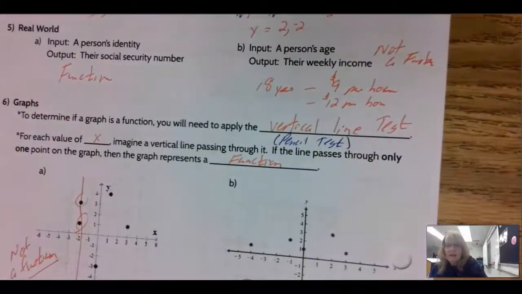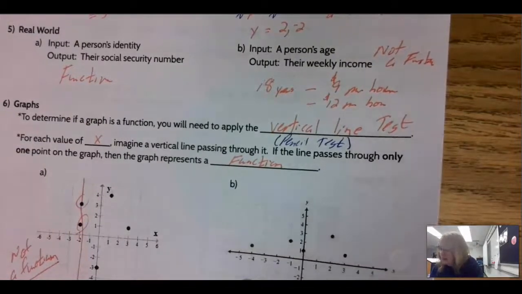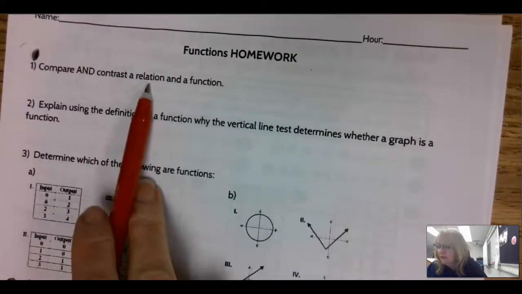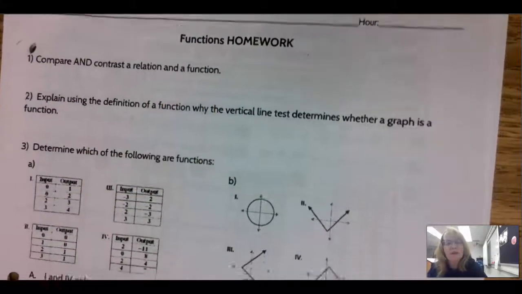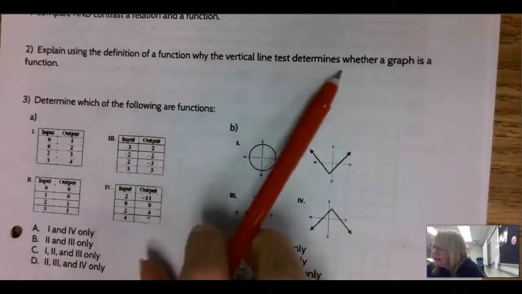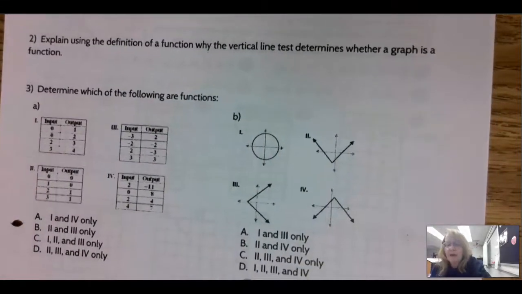Okay? Good. Let's look at what your assignment is. That's it for notes. Pretty easy, huh? So here's your assignment. Compare and contrast a relation and a function. Just look at what we talked about. What's the difference? Okay, explain the definition of a function, why the vertical line test determines whether a graph is a function. I think you'll be able to figure that one out too.